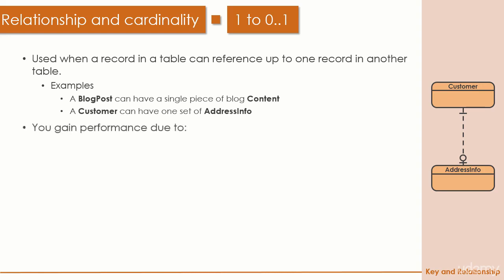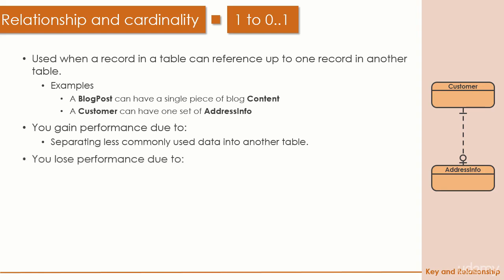If you're using one-to-zero-or-one, you need to use it carefully. As you can see, you just identify one row in the other table. You may ask, why don't I just put this column in my table, and put the address info into the customer? If you split it, you gain performance by using less data. The reason is that if you don't fill in the data, it saves space.